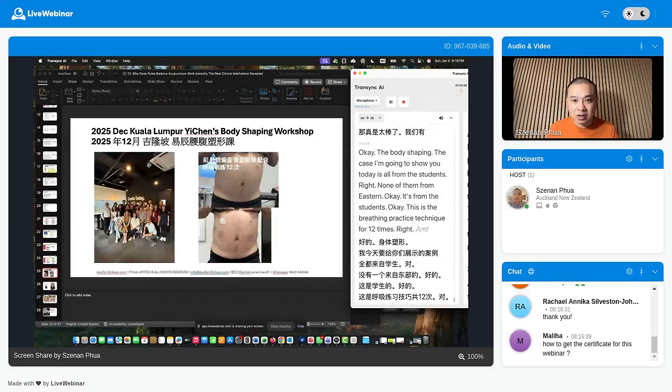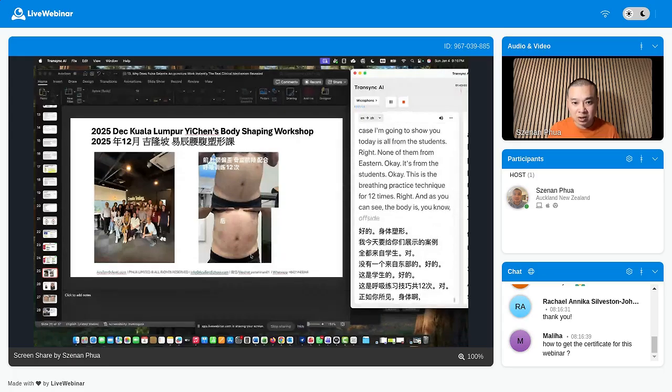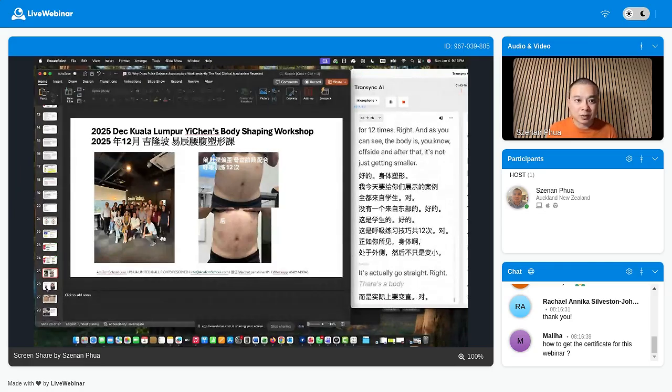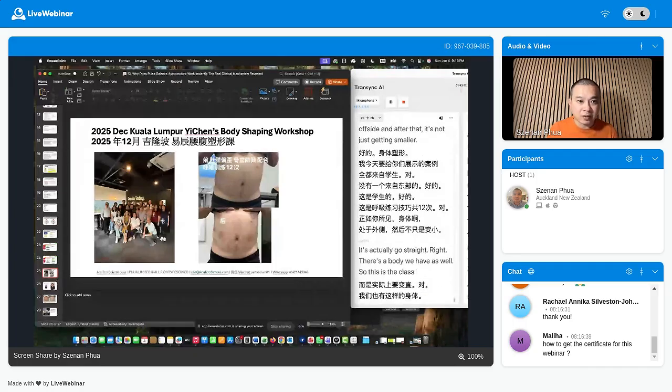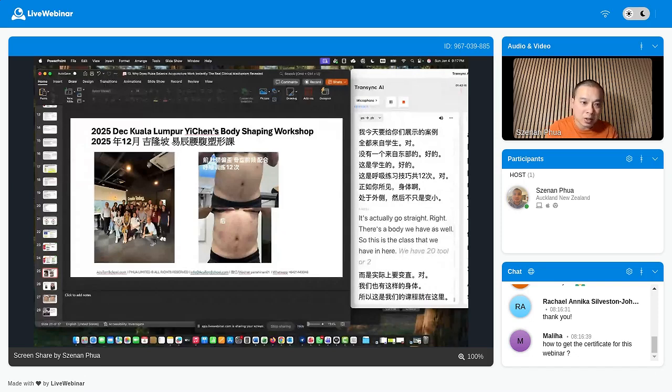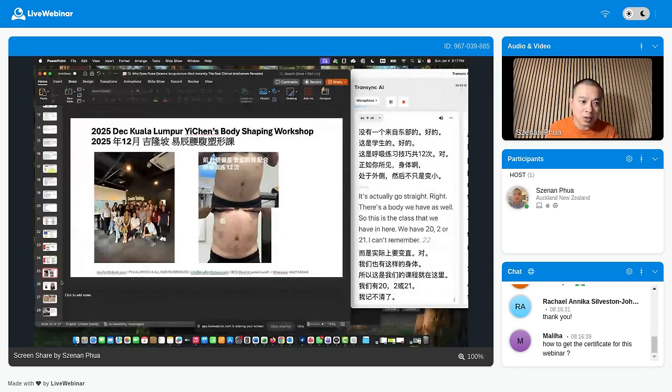And as you can see, the body is offside. And after that, it's not just getting smaller, it's actually going straighter, right? There's a body rehab as well. So this is the class that we have in here. We have 22 or 21, I can't remember, 22 joining us.